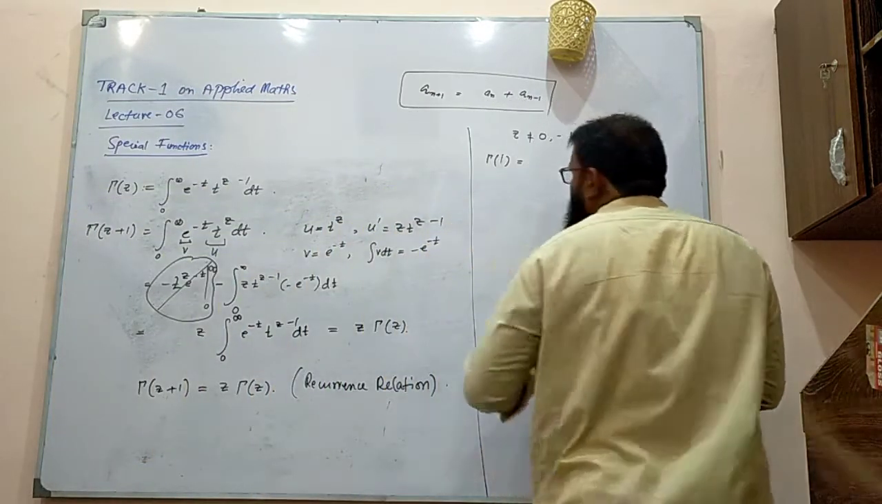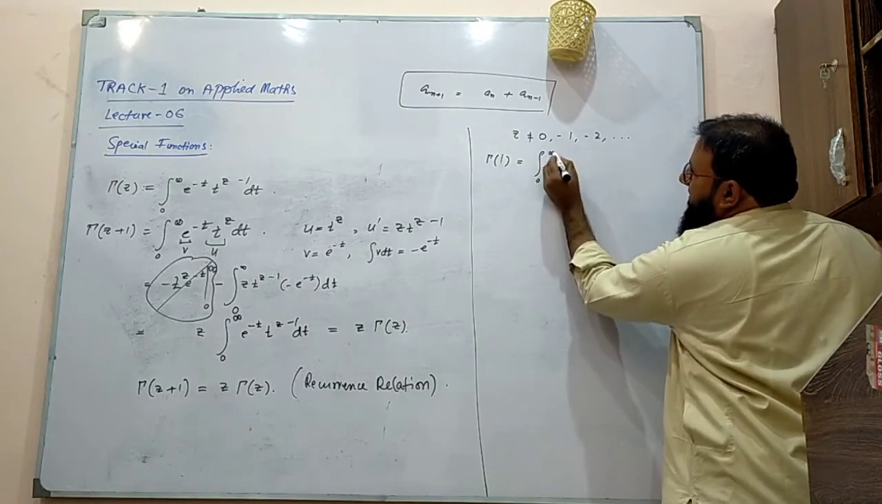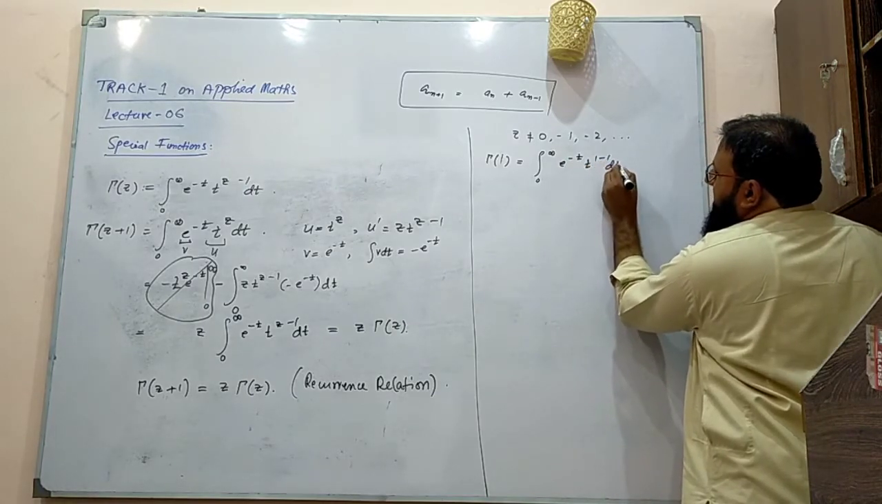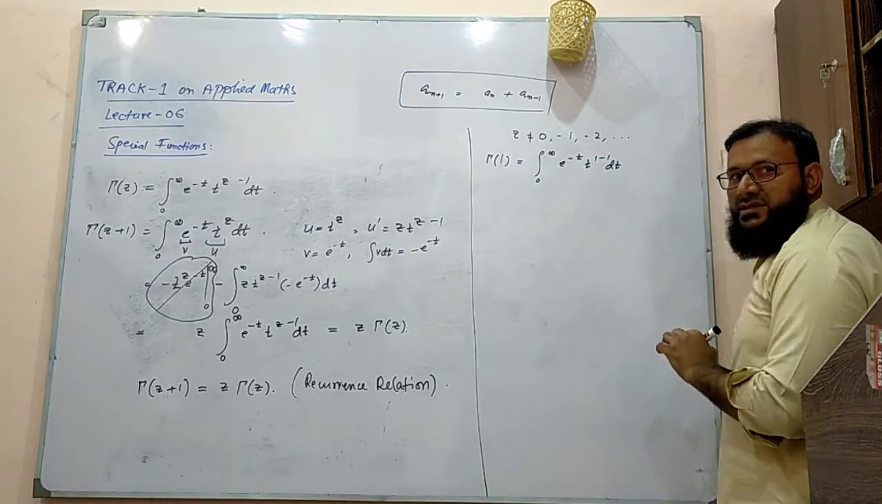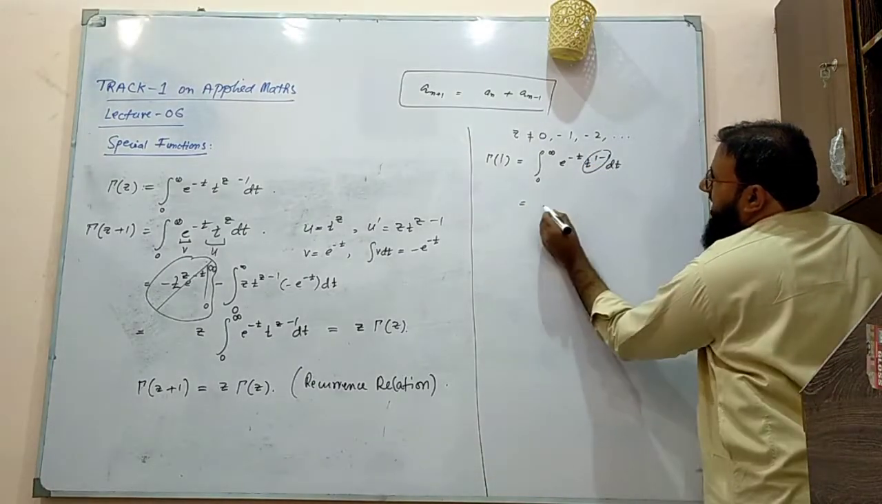Now what is gamma of 1? Gamma of 1 is the integral from 0 to infinity of e power minus t times t power 1 minus 1 dt. Am I okay up to here? Yes, I am putting z equals 1. So t power 1 minus 1 is t power 0, so this is simply cancelled.